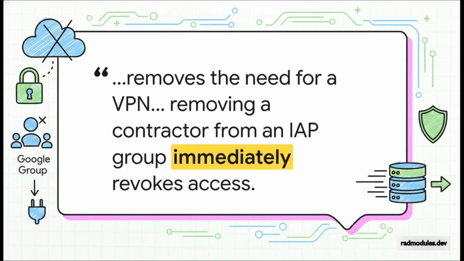This is just a total game changer for remote access. No more clunky, slow VPNs. You just wrap your app with IAP. And look at this. A contractor's project is over. You just remove them from a Google group, and their access is cut off instantly. It is literally that simple, that fast, and that secure.